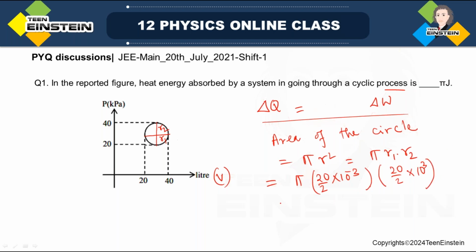So this is P, this is V, so this will give you the work done or the area of the circle. So what do you get? 10 into 10 to the power minus 3, here also 10 into 10 to the power 3. So this and this cancel out and I get 100 pi. Here this is in joule, so it will be 100 pi joule. So this is the answer for this question. Now let us go to the next problem.